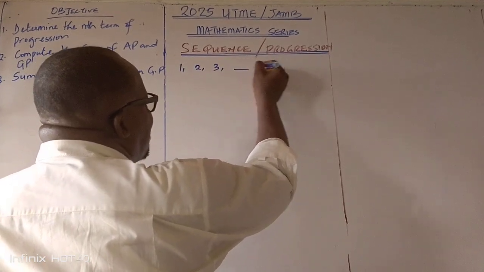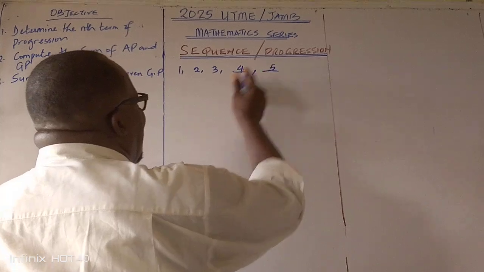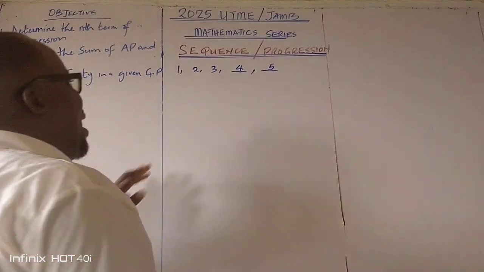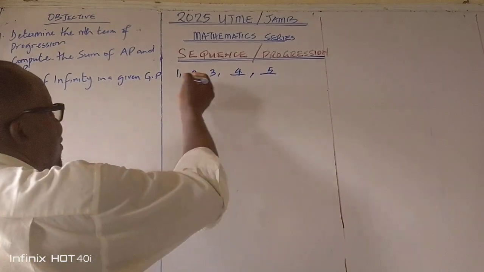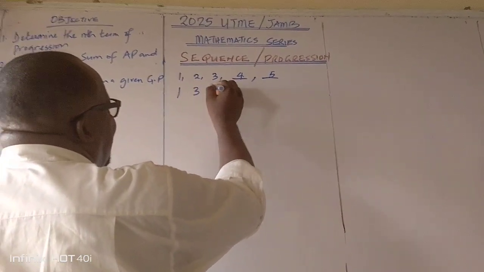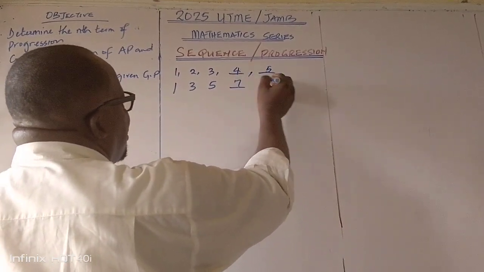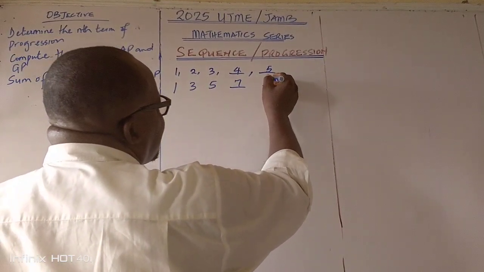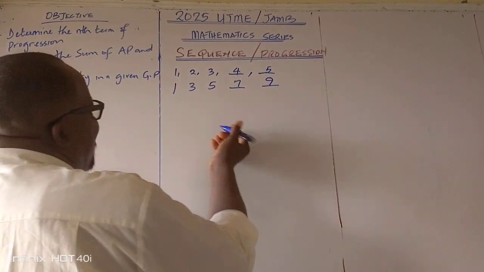So we can have a sequence like 1, 2, 3, dash dash, followed by 4, 5, meaning that they are separated by 1 and they are consecutive. I could have a sequence 1, 3, 5, dash, dash. This will be 7, and this will be 9.